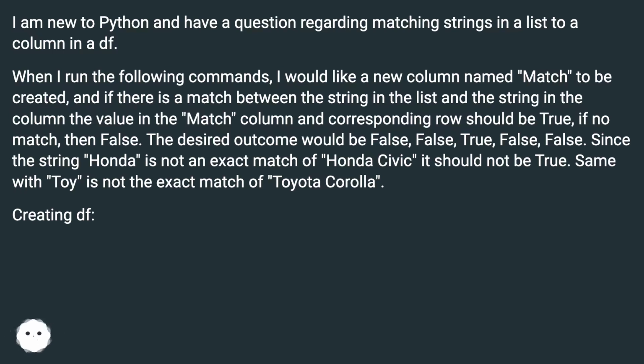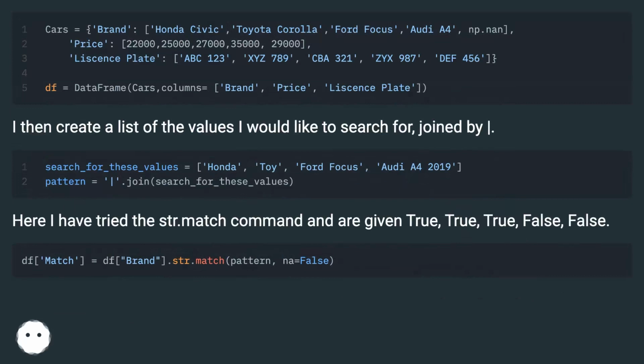Since the string Honda is not an exact match of Honda Civic, it should not be true. Same with Toy is not the exact match of Toyota Corolla. Creating DF. I then create a list of the values I would like to search for, joined by vertical bar. Here I have tried the str.match command and am given true, true, true, false, false.